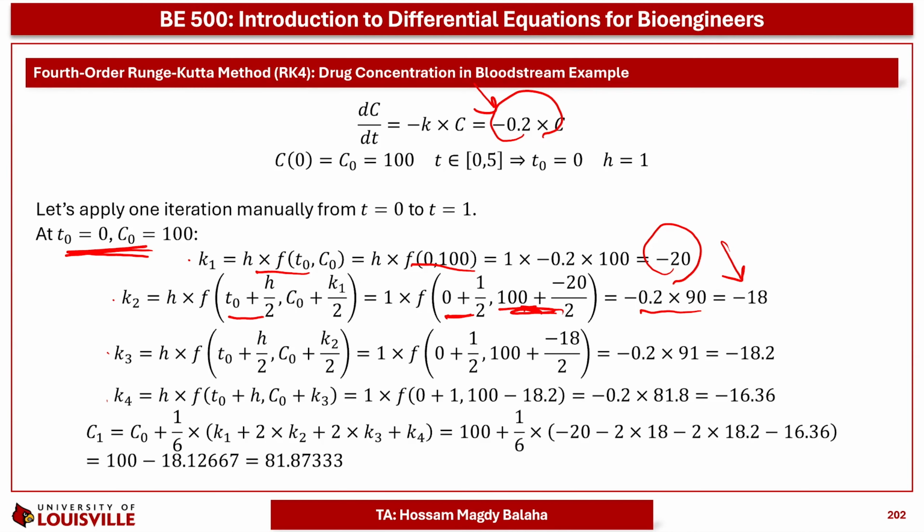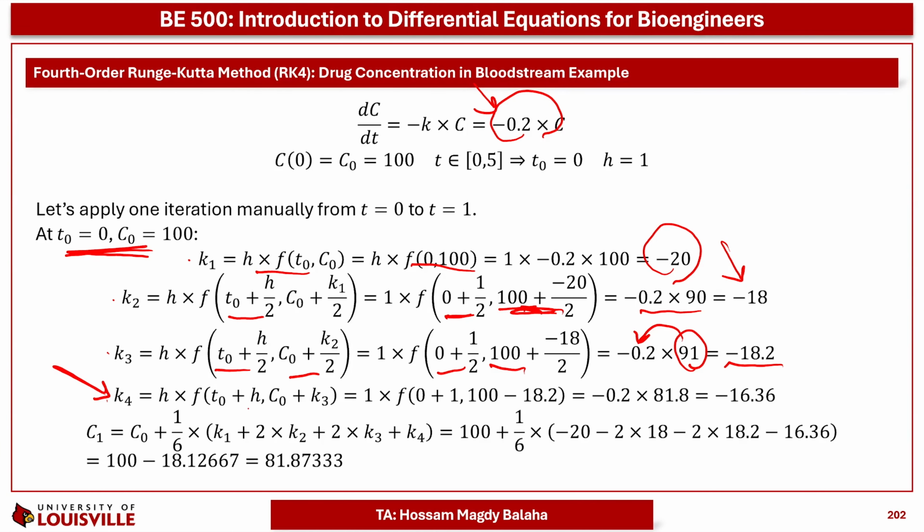Do the same for K3. T0 plus h over 2, which equals 0.5. C0 plus K2 over 2. C0 is 100. K2 over 2, negative 18 over 2 is negative 9. 100 minus 9 will get 91, multiplied by negative 0.2 will get negative 18.2.